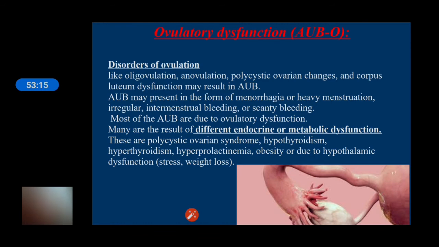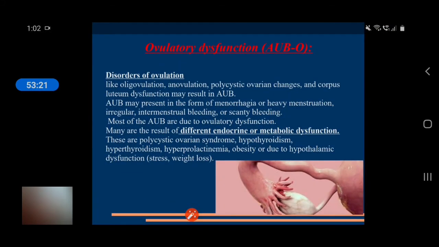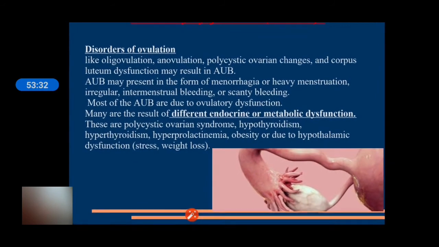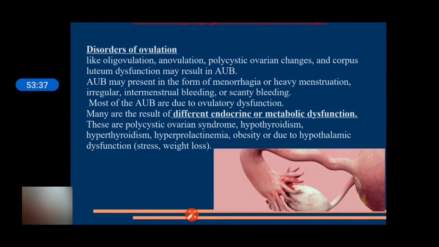So these are the ovulatory causes of AUB, like oligo-ovulation, anovulation, polycystic ovarian disease, and corpus luteum dysfunction. AUB may be present in the form of menorrhagia or heavy bleeding, irregular intermenstrual bleeding, or scanty bleeding. Most of the AUB are due to ovulatory dysfunction, and many are the result of different endocrine or metabolic dysfunction. So these are polycystic ovarian syndrome, hypothyroidism, hyperthyroidism, hyperprolactinemia, obesity, and hypothalamic dysfunction like stress, weight loss, etc.